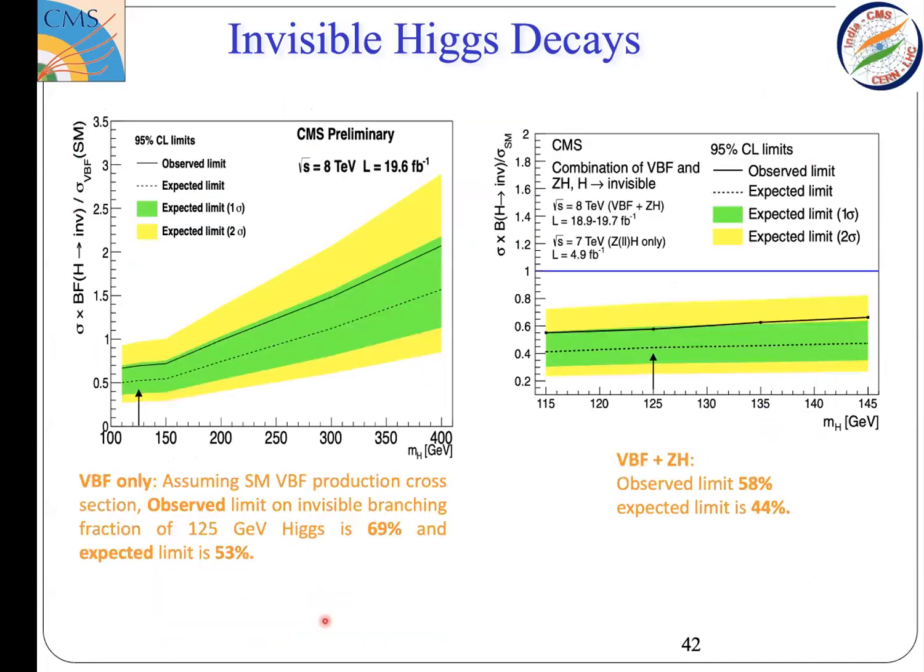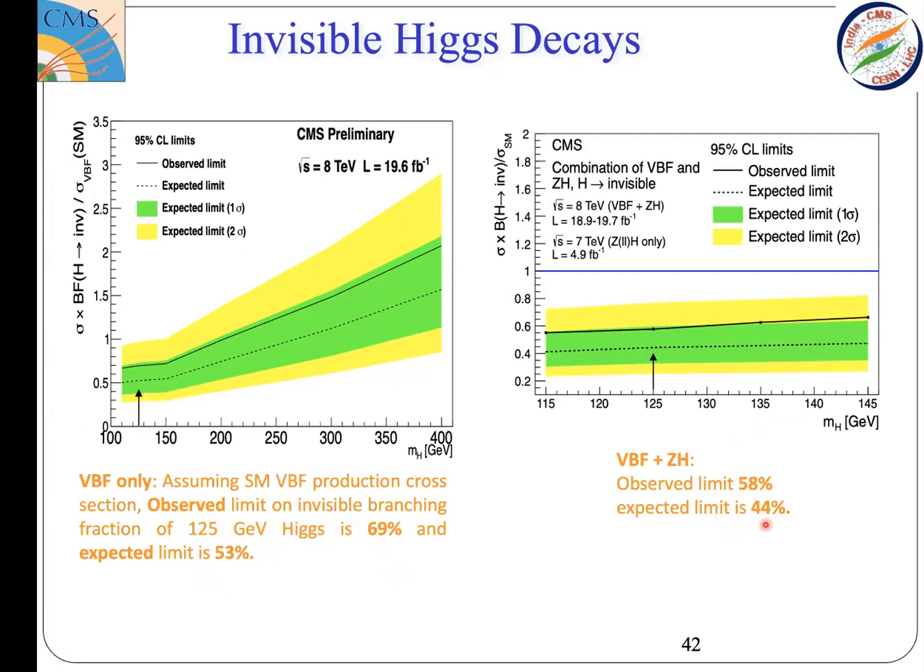Now, this allowed one to put a limit on the invisible branching fraction, which was done earlier by the direct ones. And here now it is done from this VBF channel. So the VBF channel alone was able to put a limit on the invisible branching fraction of the order of 69%, which is the observed limit, and expected was 53%. I mean, you can basically see it from here. And when combined with this ZH channel, which is the associated production, the observed limit is 58% or 0.58, and the expected limit is 0.44. So this is the kind of limit on the invisible branching fraction.